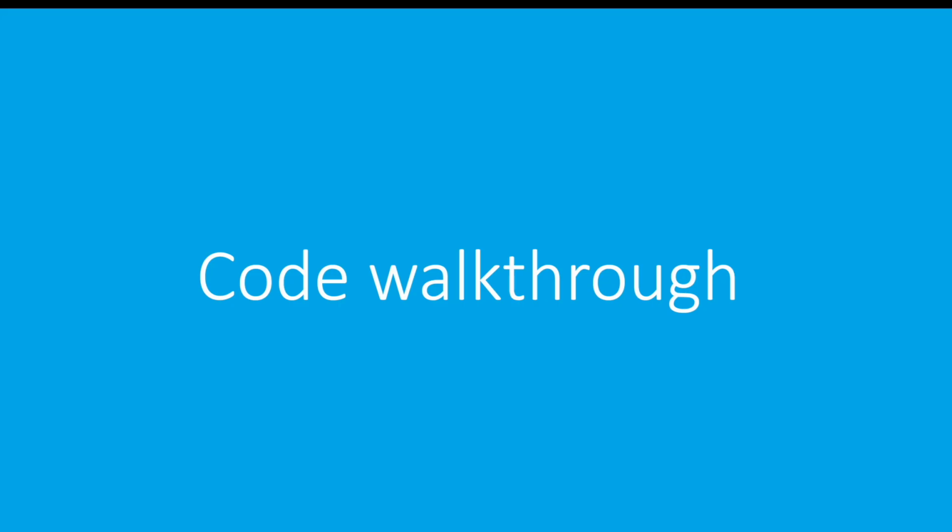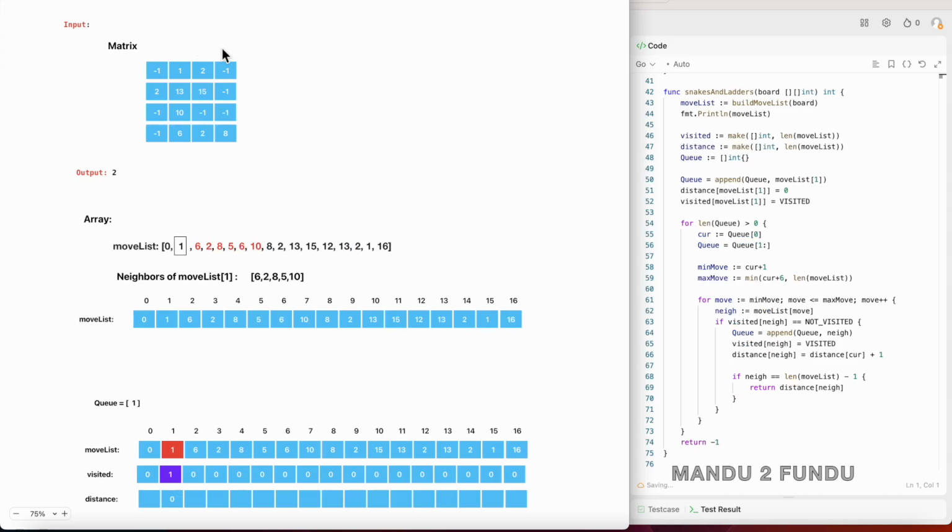Next I am going to do a code walkthrough with sample input. The game board is given as a 2D matrix. As I explained earlier, it is hard to get the neighbor list using this 2D matrix. Instead, if we convert that into an array, wherein each element in the array will tell us what is the final position we can reach for the move that landed to that particular position.